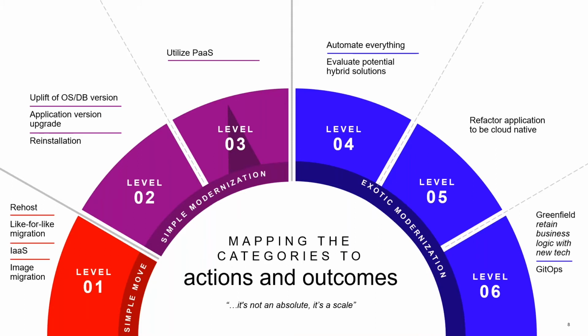That can include any uplift of the operating system you have at the moment. For example, you're running Windows 2008 and it's approaching end of life. Well, it's past end of life now. You can upgrade this to a higher version. Database version upgrade as well. You can use a new application version, or you can even start utilizing platform as a service.